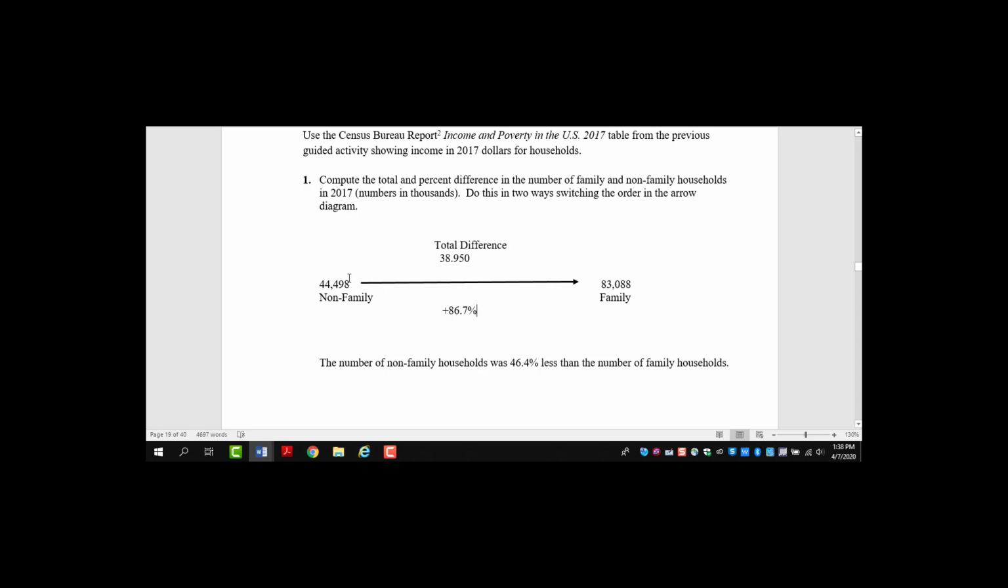And so now let me write a sentence to explain what I have here. So the number of family households was 86.7% more than the number of non-family households.